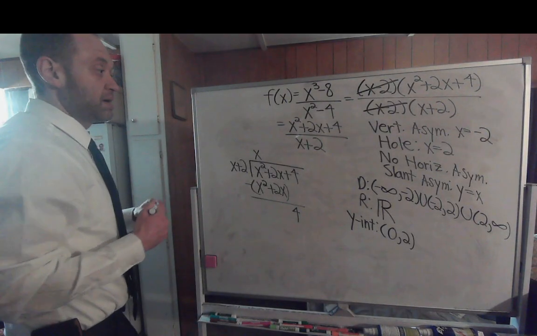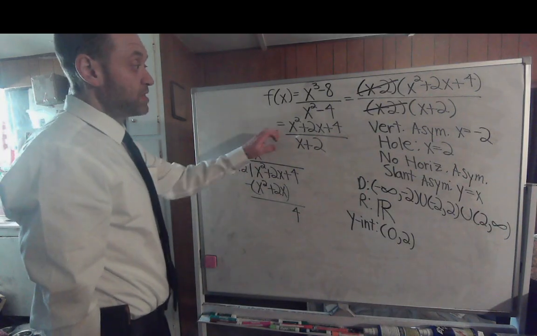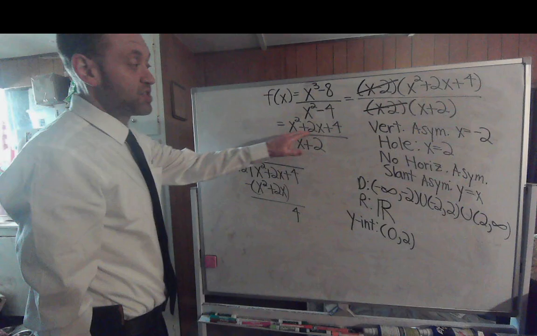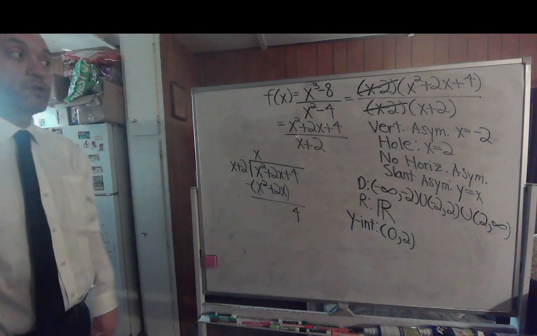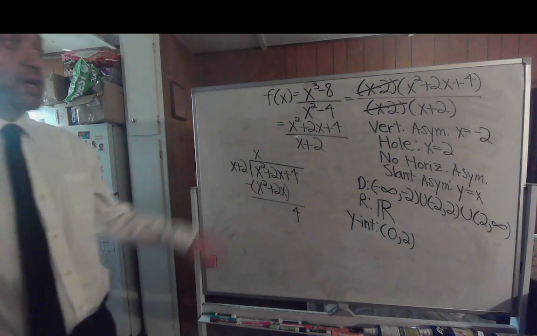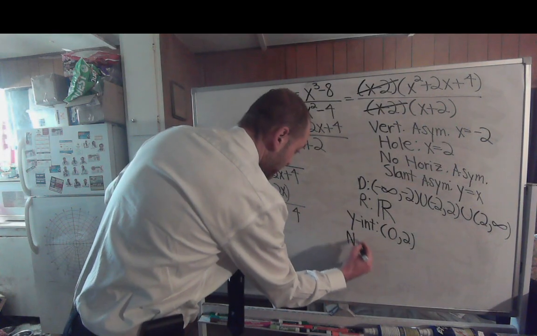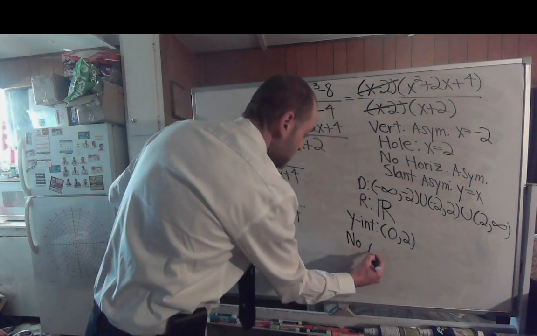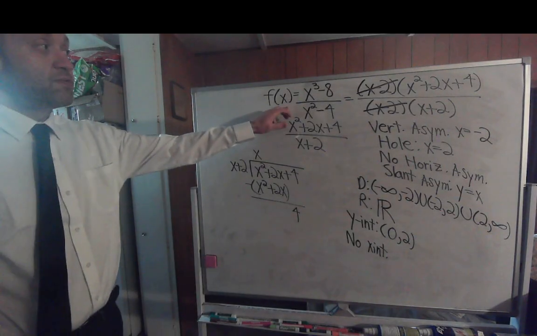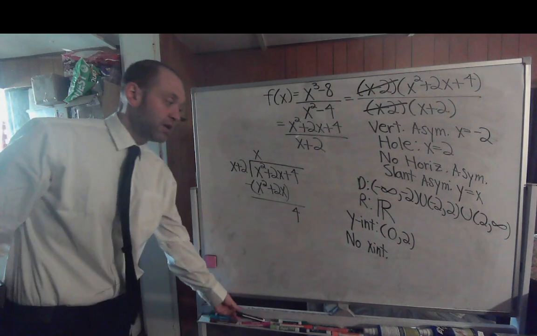What about x-intercepts? Well, you're not going to have any x-intercepts because this would leave you with x squared plus 2x plus 4 equals 0. You would have imaginary solutions, but when we go to graph these, we only care about real solutions. So in actuality, we have no x-intercepts. We would if we left it in the original form. Well, no, we really wouldn't, because you have a hole at x equals 2. So that's why you don't have an x-intercept.